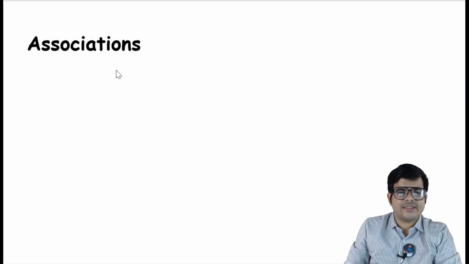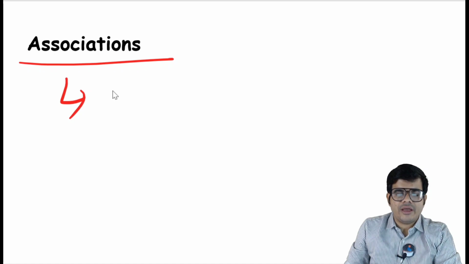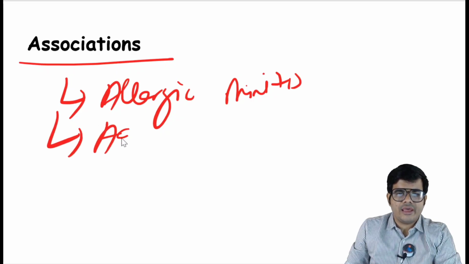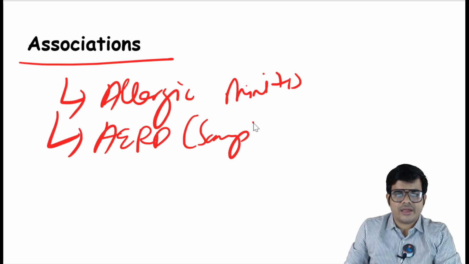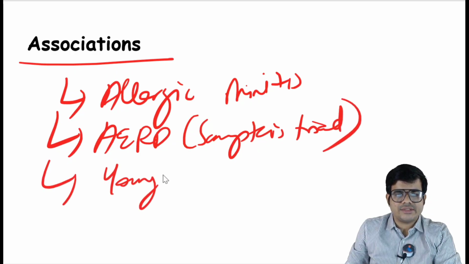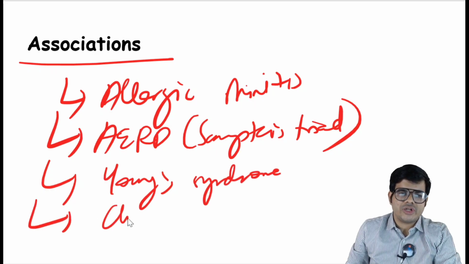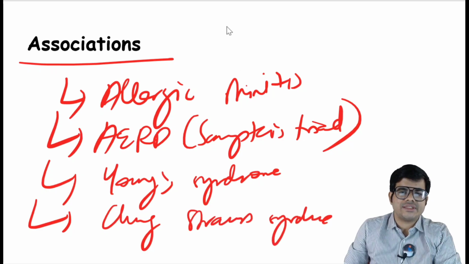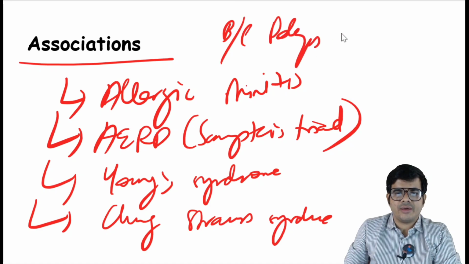So we have learned about the various different associations, right? Now what are the associations that we learned now? We initially learned about allergic rhinitis. Yes, then we learned about the AERD or the Samter's triad, right? Samter's triad. And then we learned about Young's syndrome, and also about Churg-Strauss syndrome. Now all these present as bilateral polyps in adults. Okay, bilateral polyps in adults.